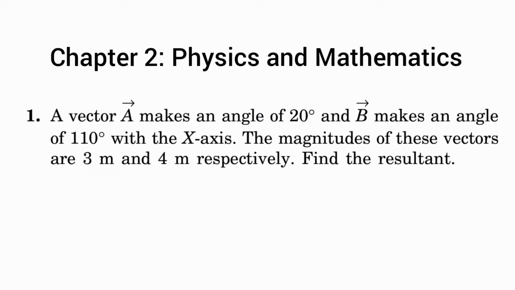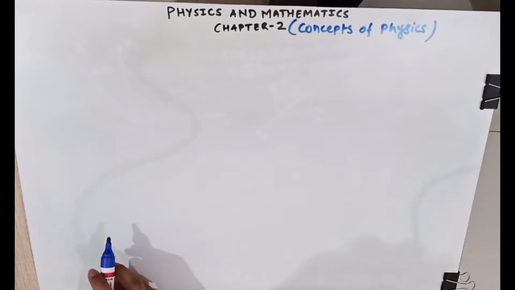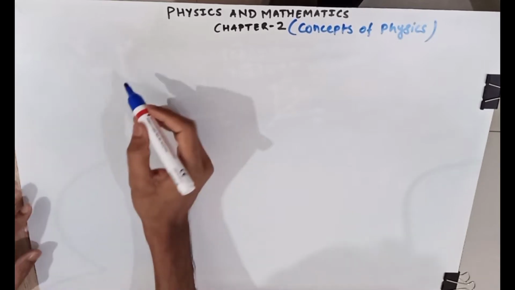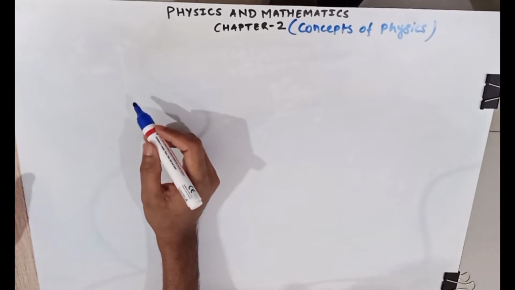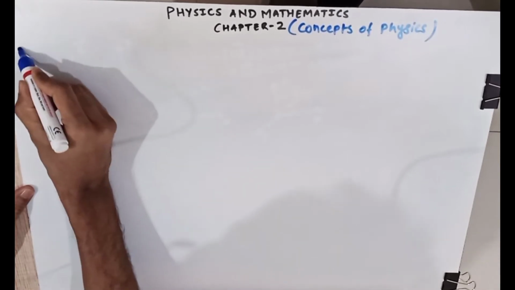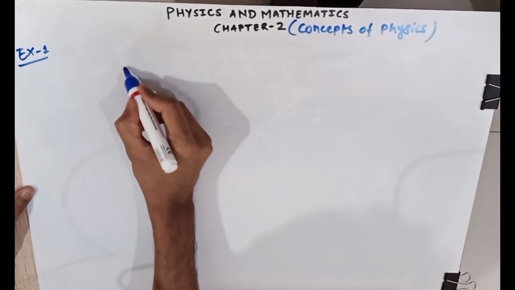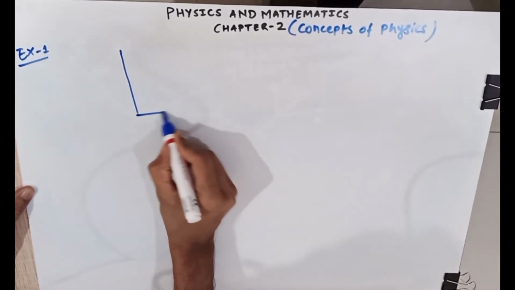Now let's try to solve it. Let's start drawing them. So we have been given two vectors, vector A and vector B. Their magnitude is also given and the angle which they are making with the x-axis is also given. These two vectors are in two dimensions, so I am taking x and y axes. So this is our first exercise. Let me draw the x and y axes.